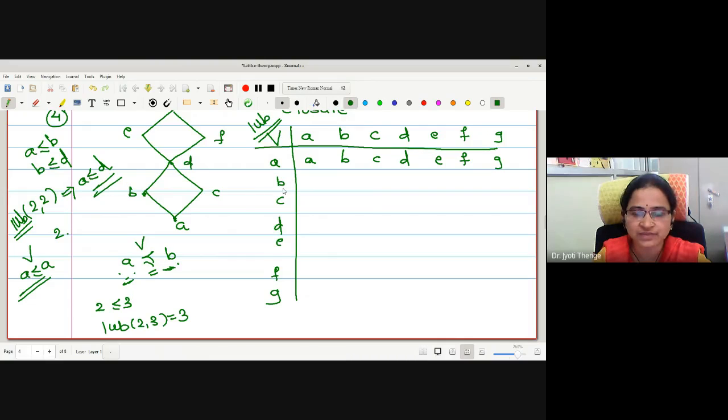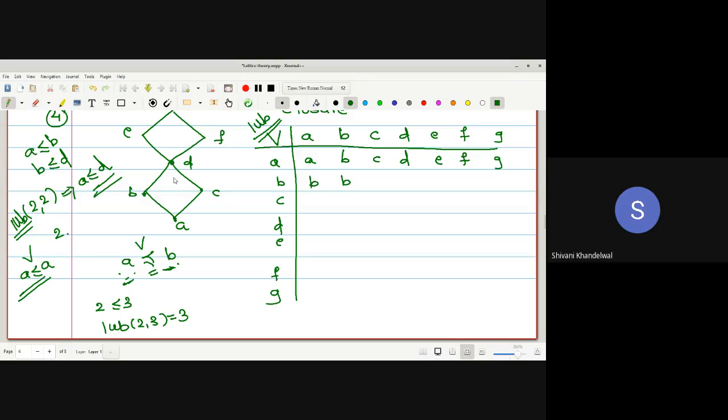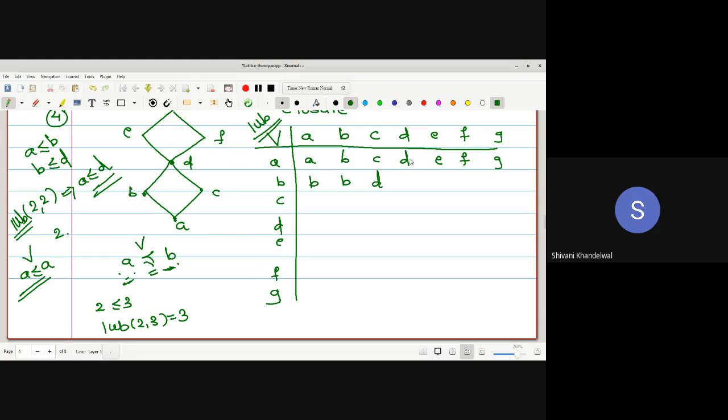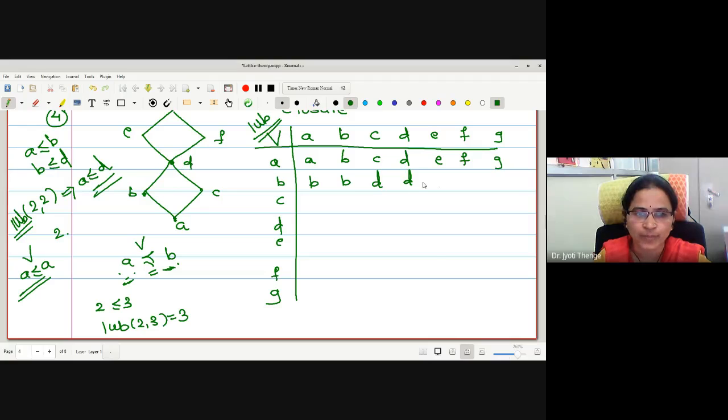Okay, now let us start with the second row. B and A: what is the least upper bound? Already we have written A and B is B, therefore B and A is B. What is B and B? B. B and C: least upper bound is D. B and D: D. We just write the upper elements. What is B and E? E. G. Okay, next.